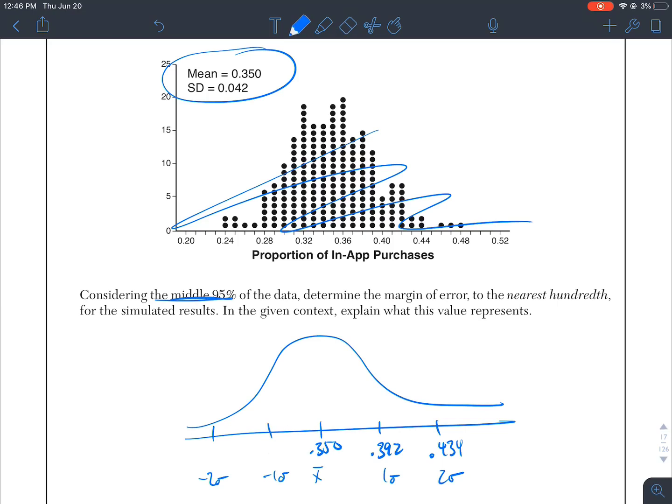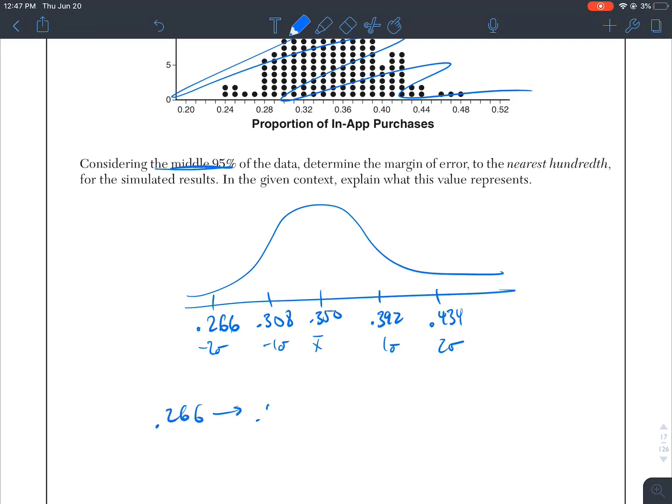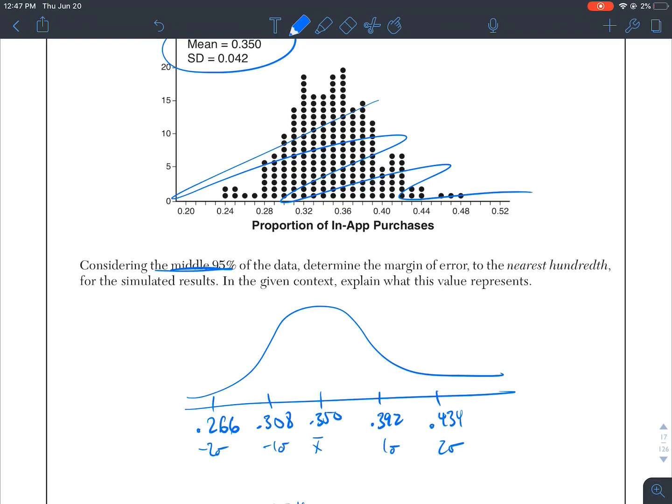Okay, so going back it's 0.042, shoot. Oh, no, that's right. Okay, 0.042. That's going to be 0.308, and back another 0.042 will be back to 0.266. So it looks like the middle 95% of the data will be between 0.266 to 0.434. I'm going to check the calculations on that just to make sure that we got that right. So 0.350 plus 0.042 times 2, 0.434, good. And then minus the same is 0.266, great, awesome.